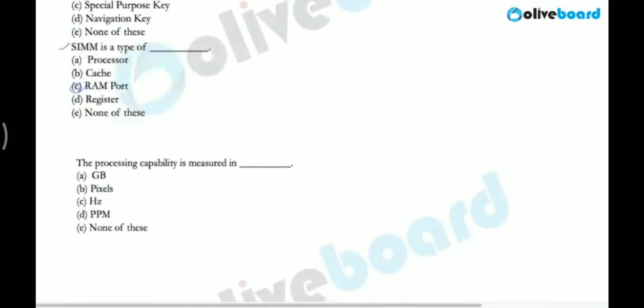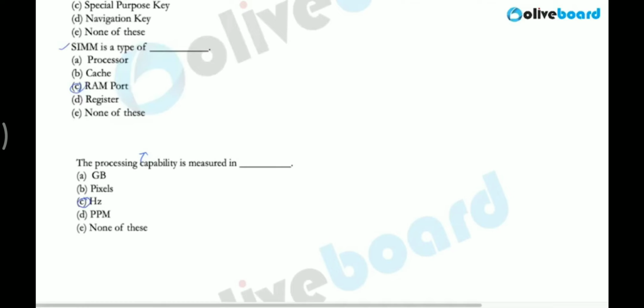The next question says the processing capability is measured in. Processing capability of what? There's a mistake in this question. The question must be like the processing capability of a microprocessor. A processing capability of a microprocessor is measured in. So we have our options as GB, pixels, hertz, ppm, or none of these. The processing capability of a microprocessor is actually measured in hertz. So the right answer for this question is hertz.